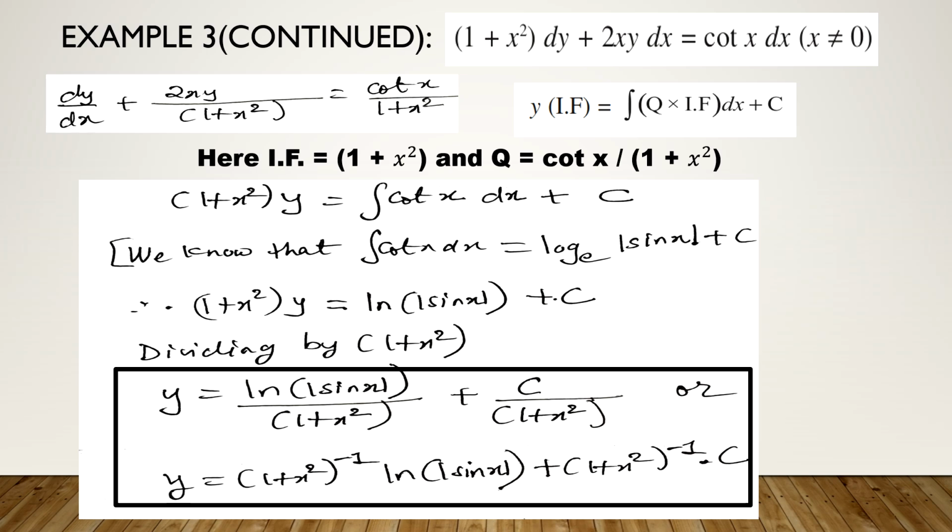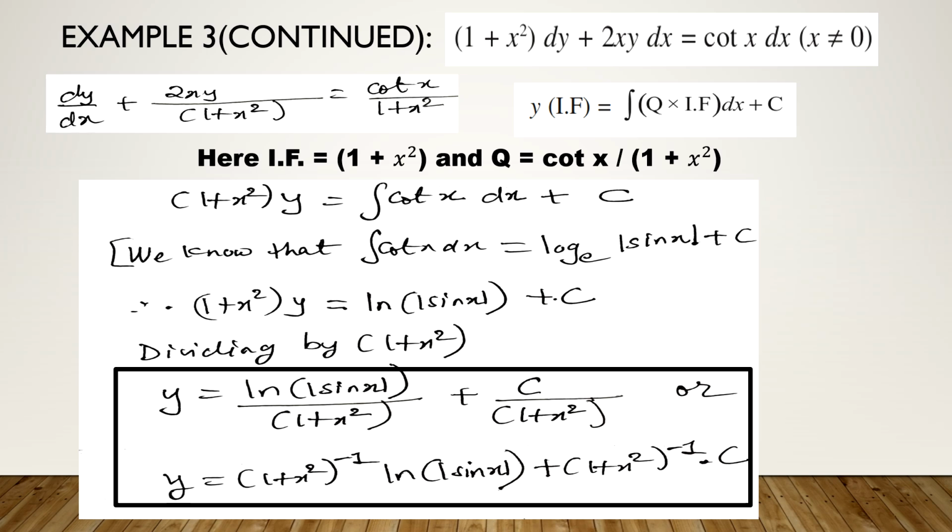So what is the third step? Y into integrating factor on the left hand side means 1 plus x square into y. Right hand side integral of q. Q is over here cot x upon 1 plus x square into integrating factor 1 plus x square. So 1 plus x square gets cancelled. So integral cot x dx plus c.